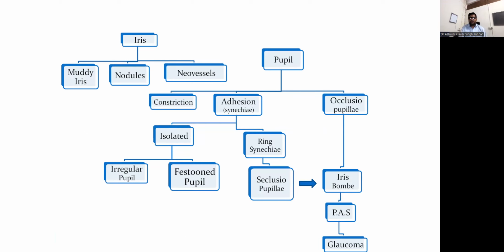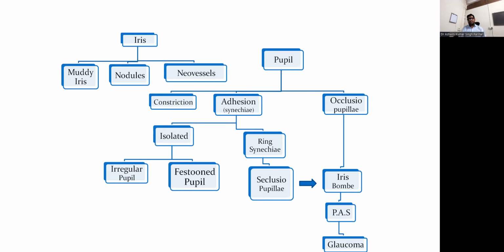Now see the continuation of the previous photo, the iris. What will happen to the iris? As I mentioned, either muddy iris or there will be formation of nodules. The nodules, Busacca's nodules and Koeppe nodules, which I have shown you, will get deposited over different parts of the iris, or sometimes neovascularization of the iris will happen. That is the development of new vessels.